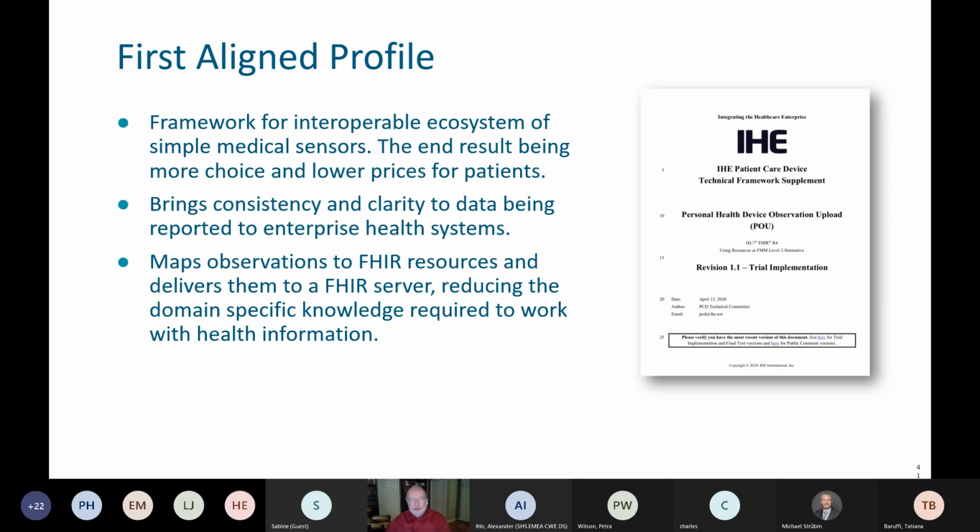So out of that aligned effort, the first profile that came about was the Personal Health Device Observation Upload. And what this profile does is basically collects those IEEE observations, maps those into FHIR resources, and then delivers them up to a FHIR server. And so that greatly simplifies things. If somebody wants to have their device connect to somebody else's health record system, they don't have to go digest all the different standards and come up with their own implementation that may or may not be interoperable with another device, with another system. They can use this profile to accomplish that. Next slide.